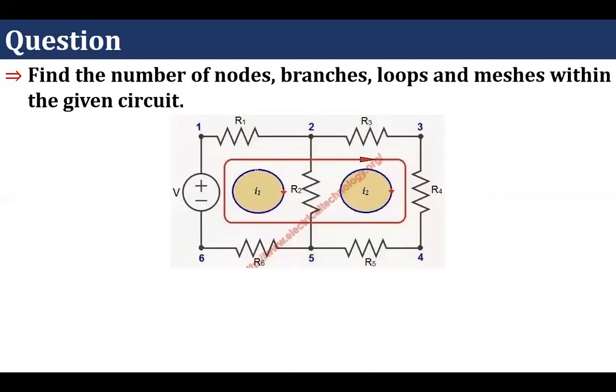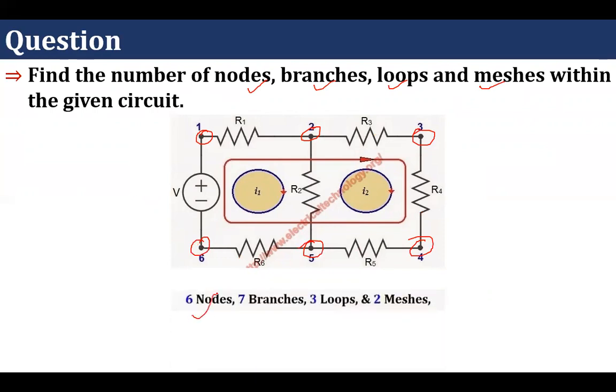Now, in this question, we have to find how many nodes we have, how many branches, how many loops, and how many meshes. So, find out the nodes. These are the junction points. In total we have 6 nodes. Count the branches: 1, 2, 3, 4, 5, 6, 7. So, a total of 7 branches. Just now we have seen it has 3 loops and 2 meshes.